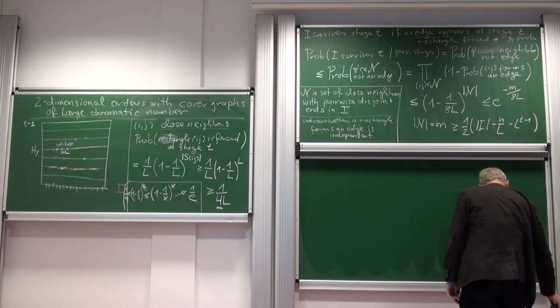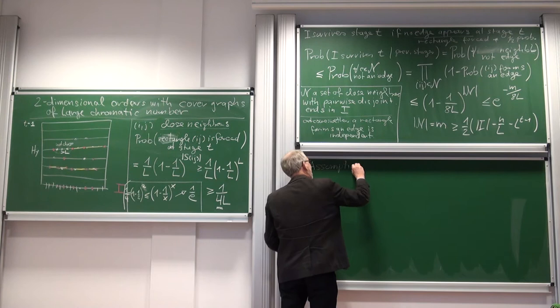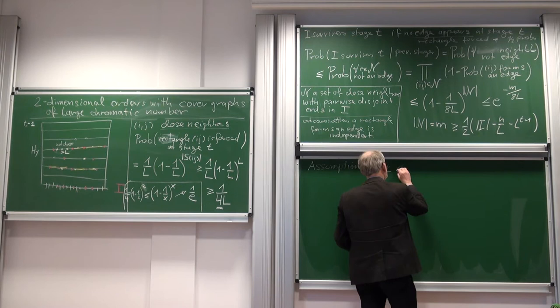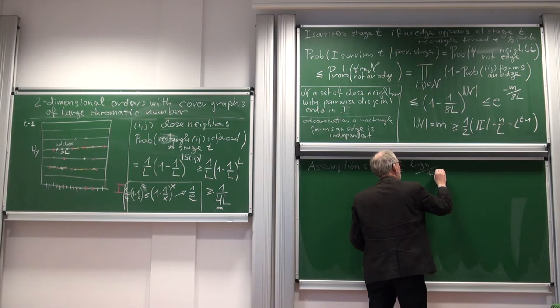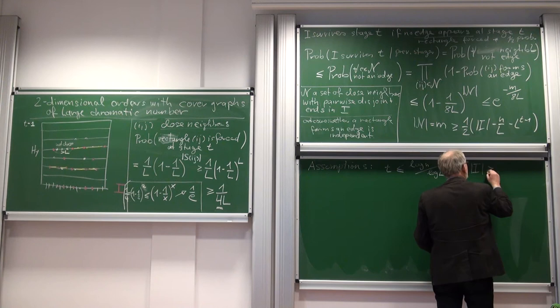Now let's make assumptions. First assumption is on T. We don't want T to be too big, so we want T to be bounded by log N over log L. And we want I to be large. We want I to be at least 4N over L.